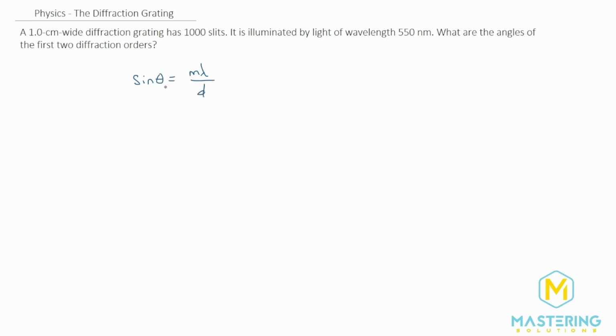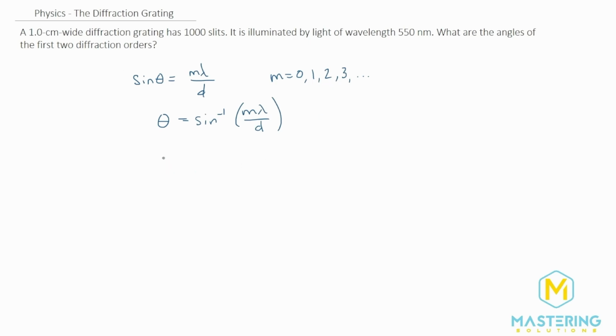Now, it's not solved for theta, but we can pretty easily do that by just taking the inverse sine of both sides of the equation. So the equation will be theta is equal to inverse sine of m lambda over d. And the equation right here is appropriate for m equals 0, 1, 2, 3, etc. So it has to be a whole integer. And they want to know the first two diffraction orders. So we're going to be using m is 1 and m is 2.